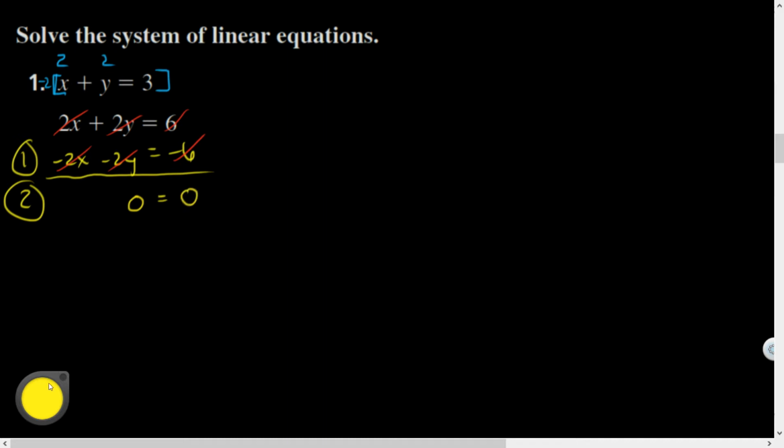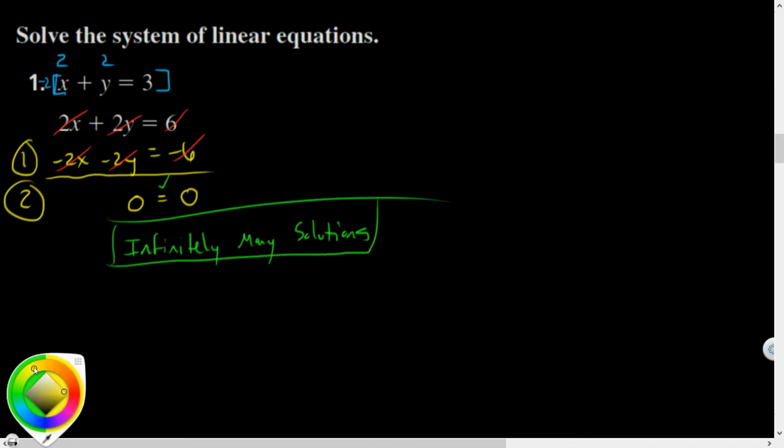Is that a true statement or a false statement? It's true, and therefore there are infinitely many solutions here. Right? Infinitely many solutions. Okay? If everything gets eliminated and it was a false statement, like 0 equals 1, then what would our answer have been? It would have been, well, yeah, it's a false outcome, and we would have said no solution.